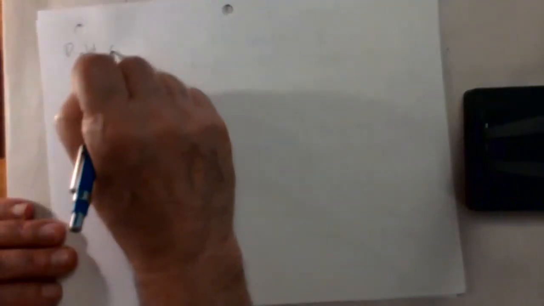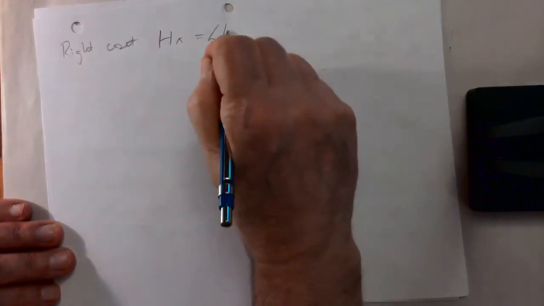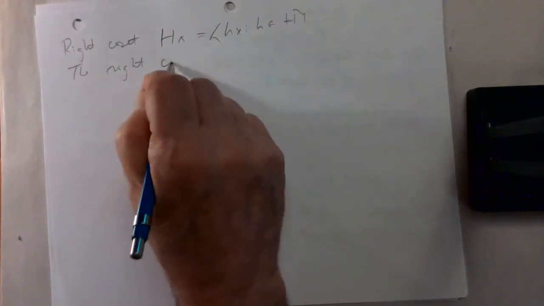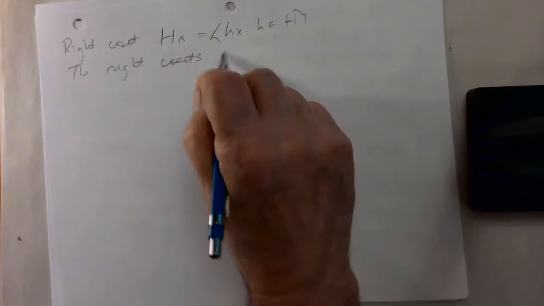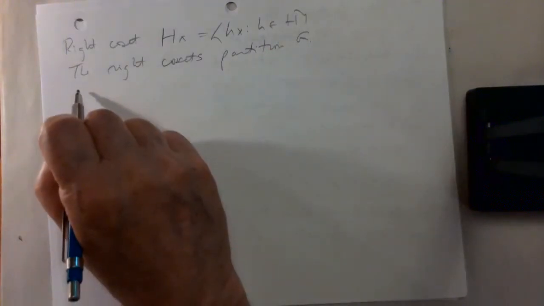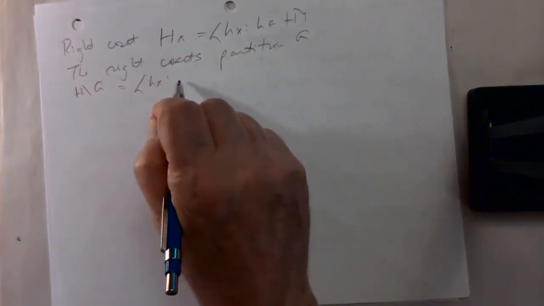We also define right cosets. So the right coset HX, X is on the right, is the set of everything that can be written as H times X, where H runs through all the elements in the subgroup. And again, the right cosets partition the group G. And we write H slash G for the set of all the right cosets.